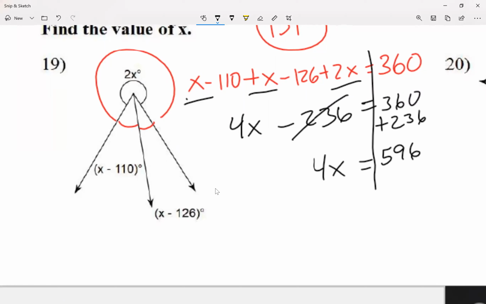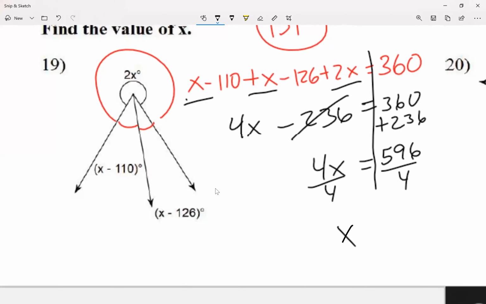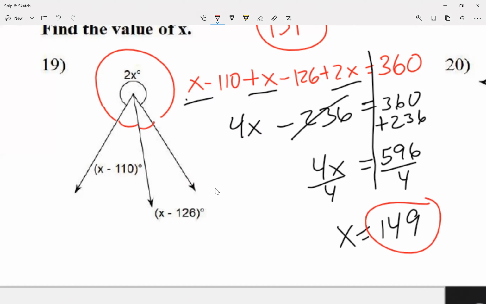To get x by itself, let me divide everything by 4. So x is equal to 149. When I read the instructions, it says find the value of x. What is x equal to? In my case, I'm just going to write 149. You don't have to type in x equals 149. Just 149 is enough.